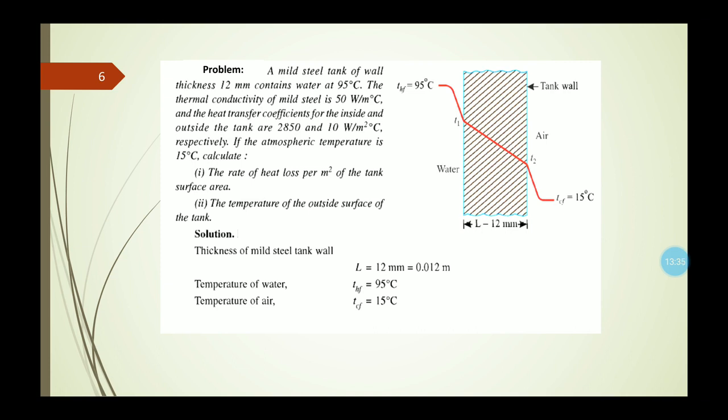If the atmospheric temperature is 15 degree centigrade, then we need to calculate the rate of heat loss per meter square of the tank surface area and the temperature of the outside surface of the tank. So these are the two things that we need to calculate in this question. So how to proceed here?